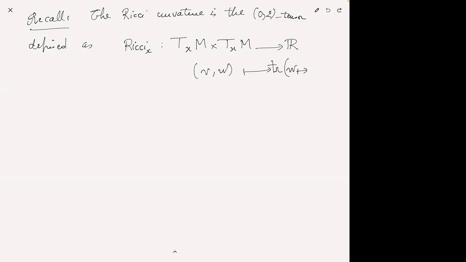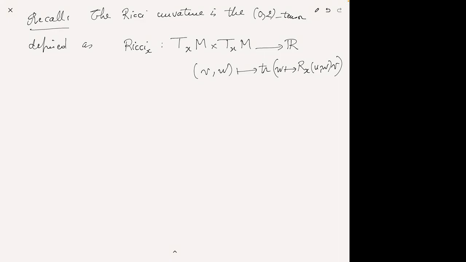So W maps to the curvature. Okay, I'm out of room here. Let me make this a little bit smaller. So this guy maps to the trace of W, maps to the curvature of U, W acting on V. Okay, so what do we have here? This is a bilinear map on the tangent space, right? So you take two tangent vectors and you send them to the trace of a certain linear map.